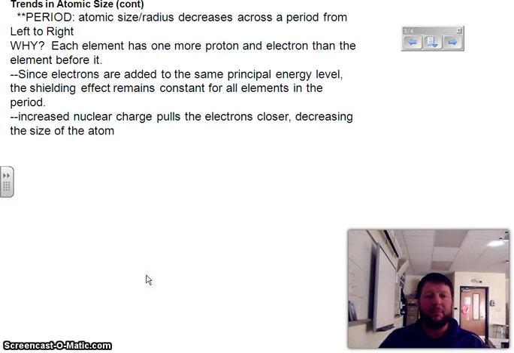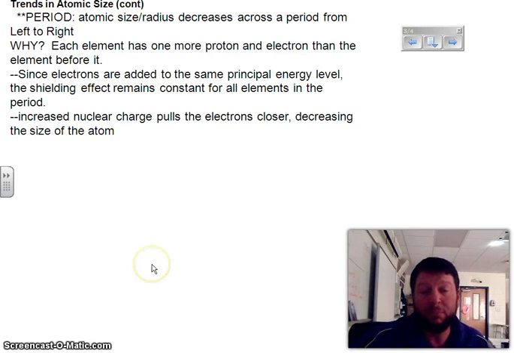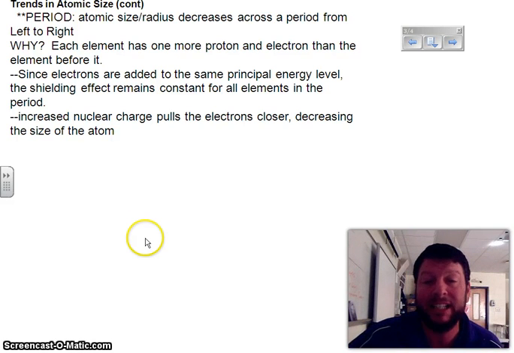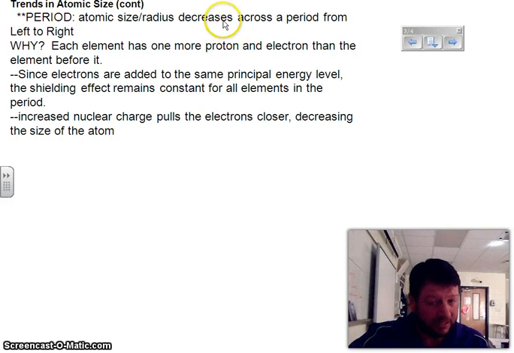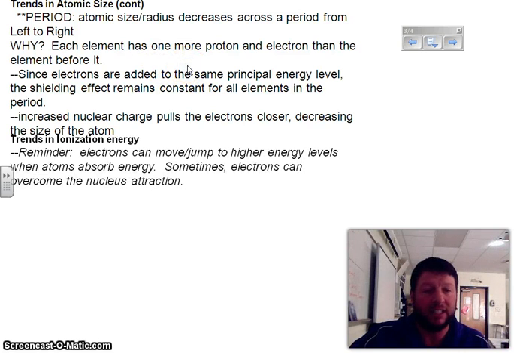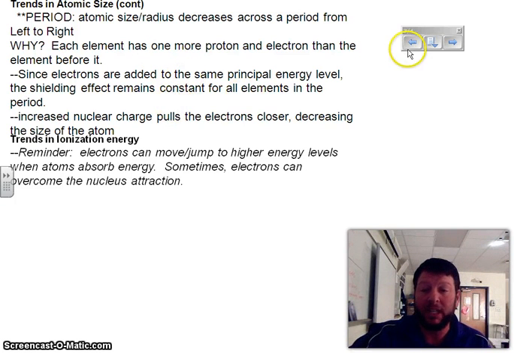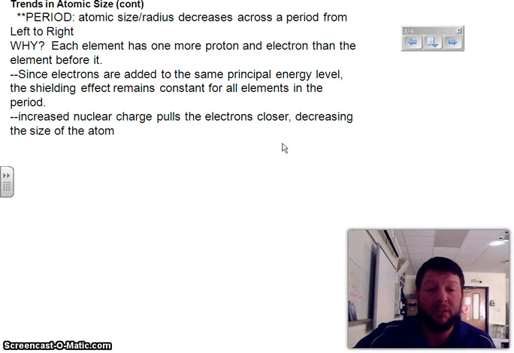How about trends in atomic size through the periods? Periods, remember, move left to right. Atomic size, or radius, decreases across a period from left to right. Well, why? Each element has one more proton and electron than the element before it. Since the electrons are being added to the principal energy level, the shielding effect remains constant for all elements in the period.